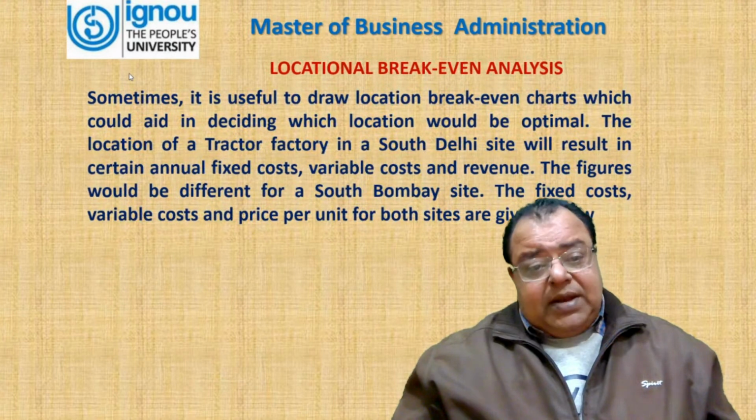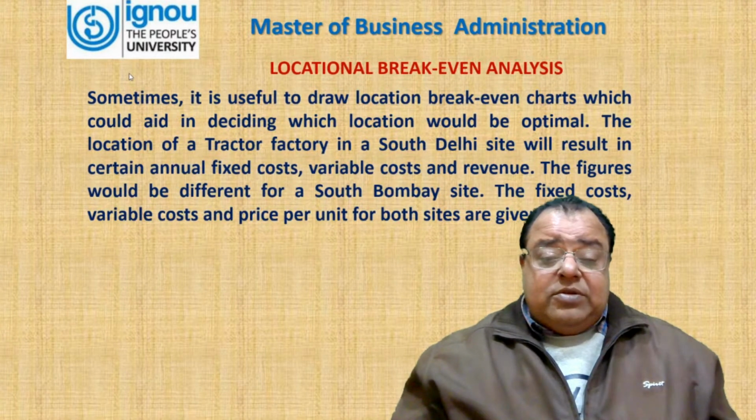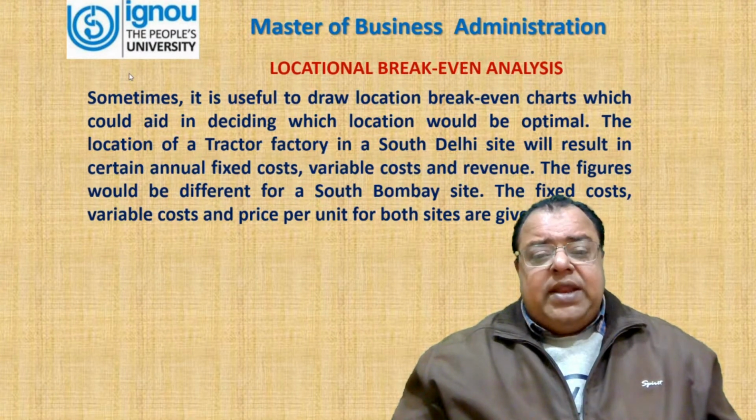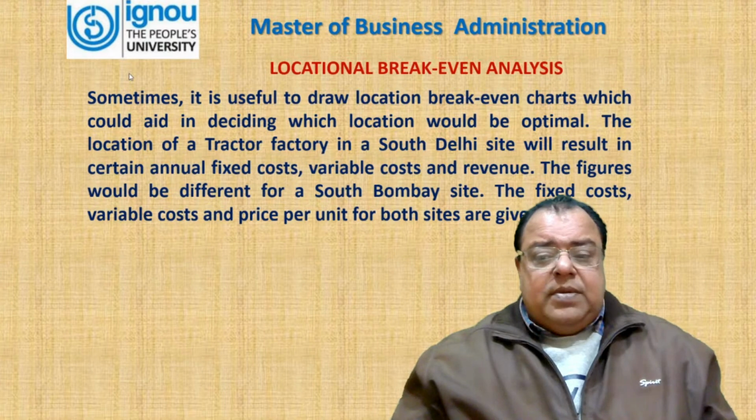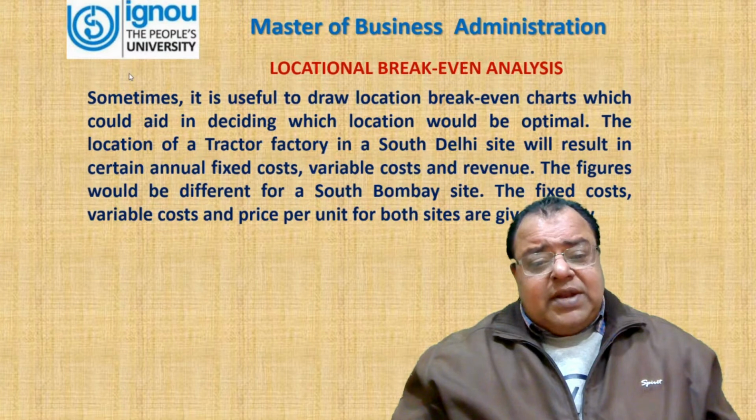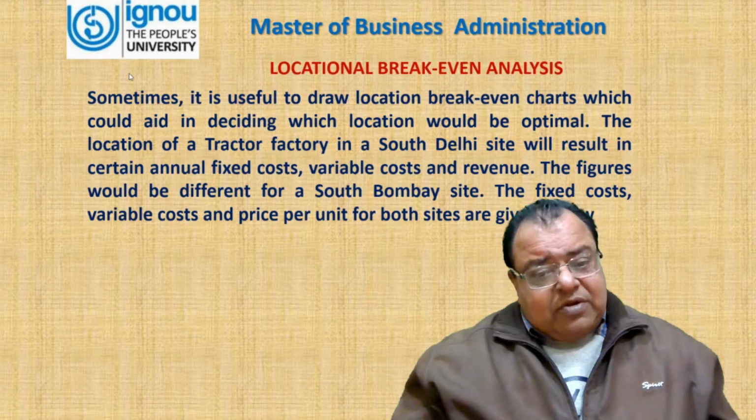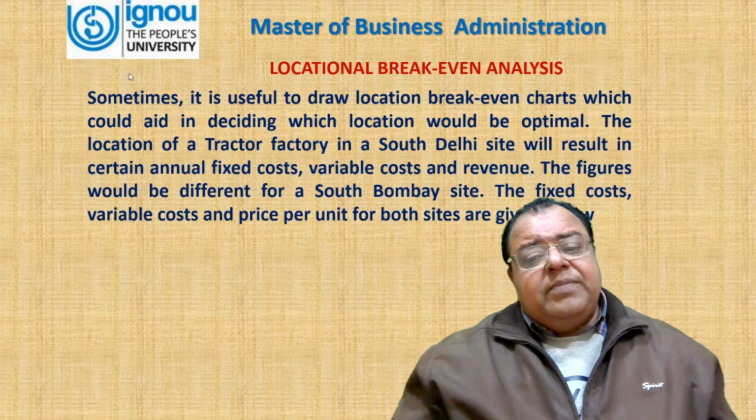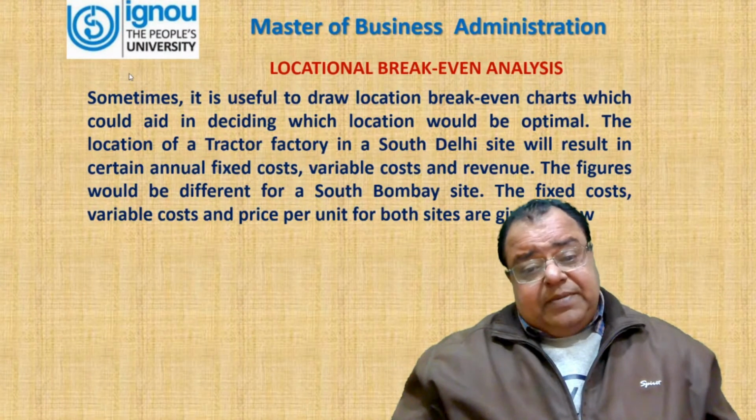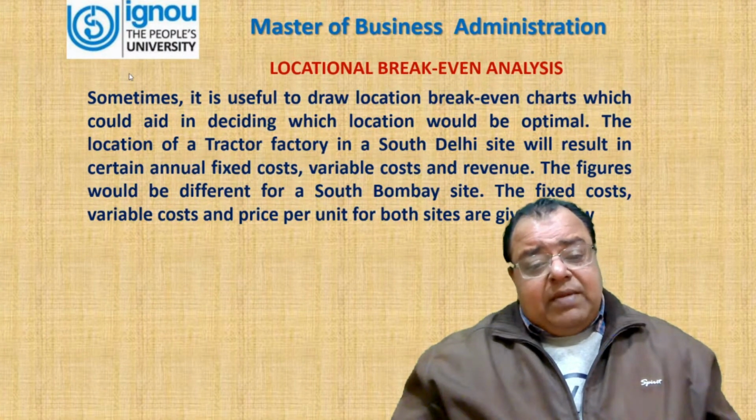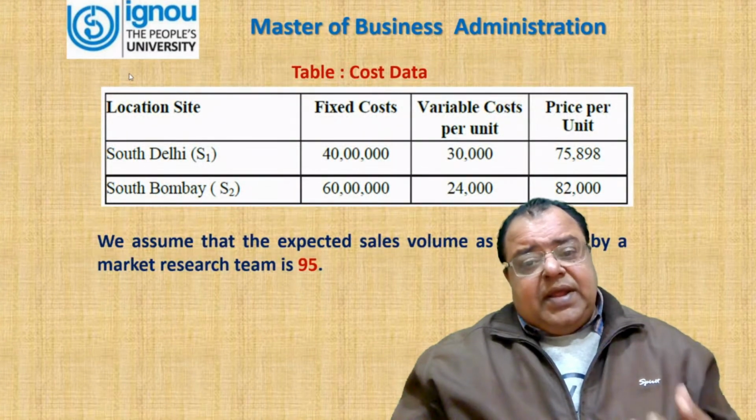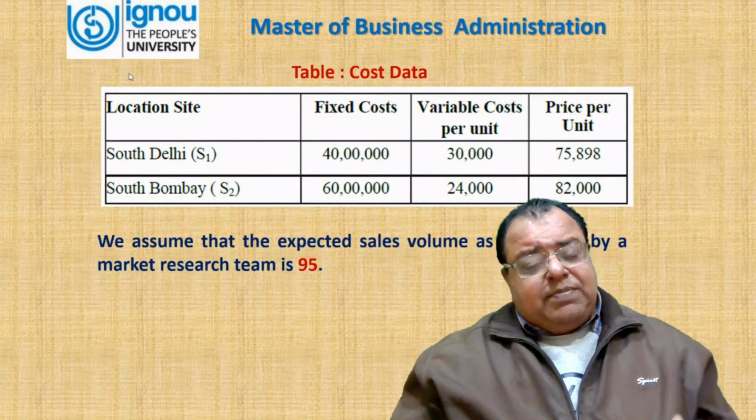Location break-even analysis. Sometimes it is useful to draw location break-even charts, which could aid in deciding which location would be optimal. The location of a tractor factory in a South Delhi site will result in certain annual fixed cost, variable cost, and revenue. The figures would be different for a South Bombay site. The fixed cost, variable cost, and price per unit for both sites are provided like this in this particular table.